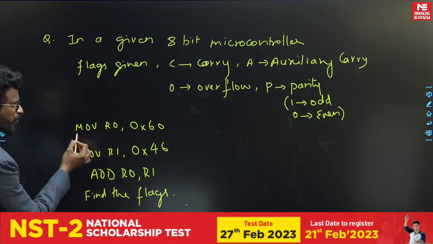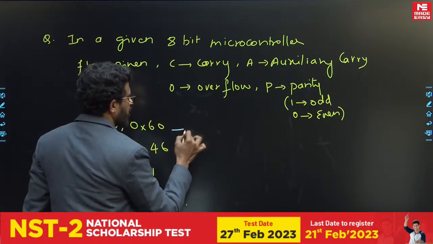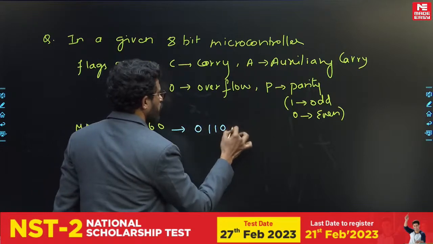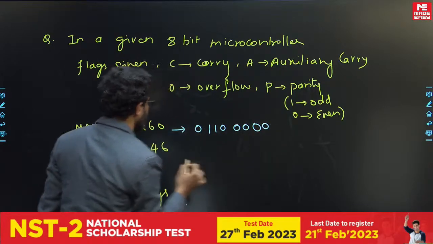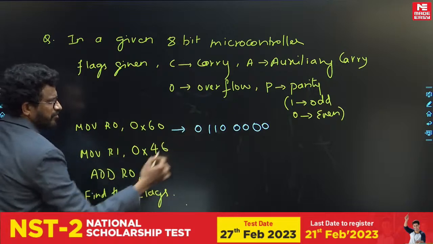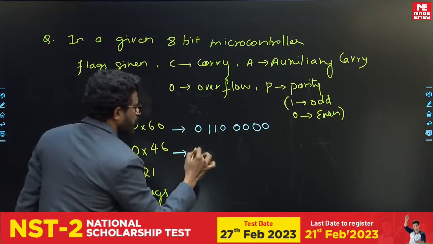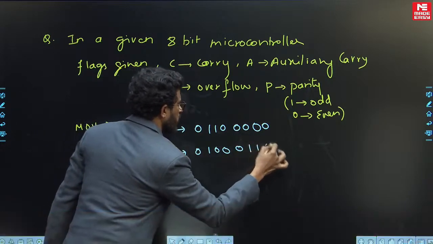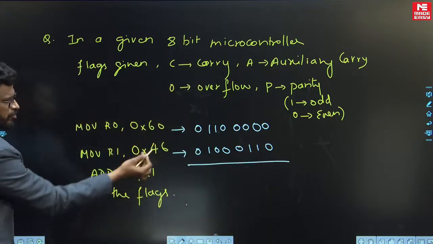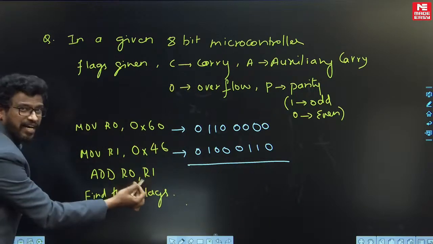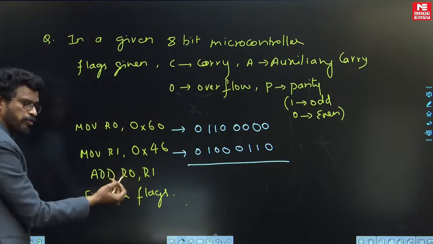So look at this question, move 60 to R0. So what is the binary pattern of 60? 0 1 1 0 0 0 0 0. This is the 60 hexadecimal. So in binary this is the value, right? So what is 46? 0 1 0 0 0 1 1 0, right? So these are the two contents of R0 and R1, and finally you have to add R1 and R0, and the result should be stored in the R0.